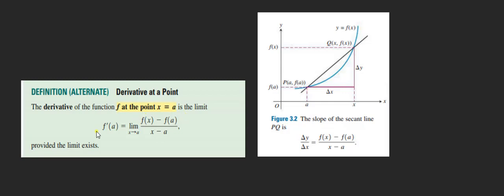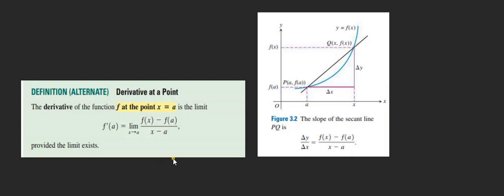So this is what it means. F prime of a is the limit of f of x minus f of a over x minus a as x approaches a, provided the limit exists. Again, this is the alternate form of the derivative. For the AP exam, you have to know both. You have to know the definition of the derivative, and you also have to know the alternate form or alternate definition.